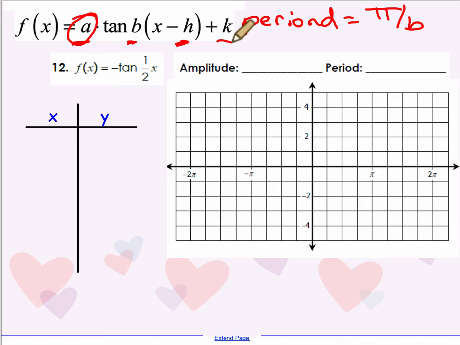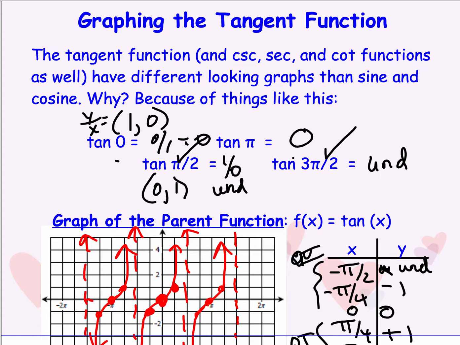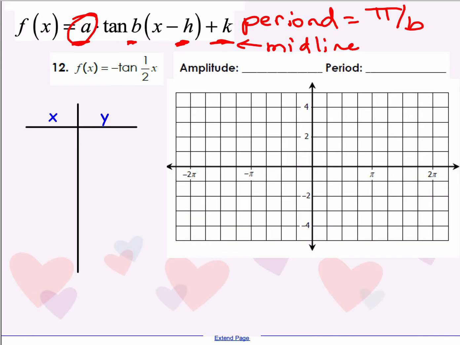And then remember, k moves it up and down. K is going to affect what we call the midline. In the parent function, the midline is right there on the x-axis, but it's going to move with k.